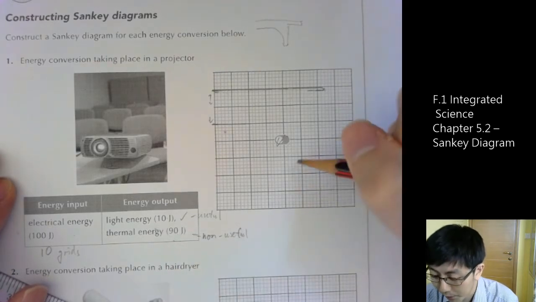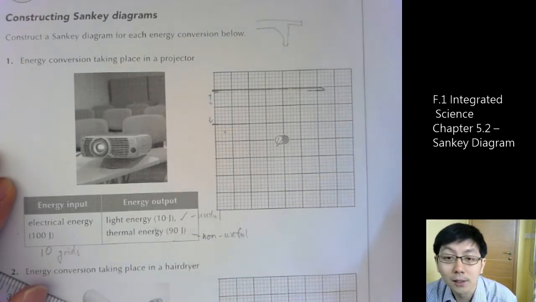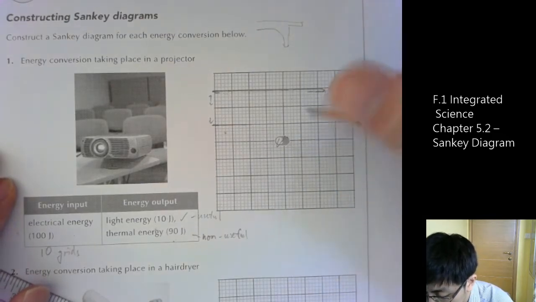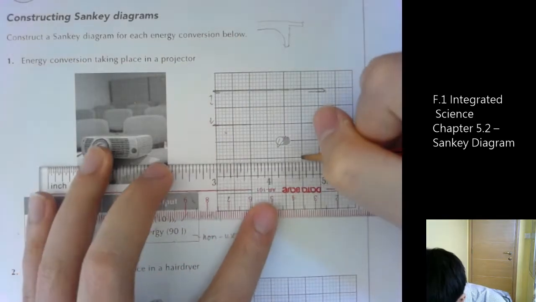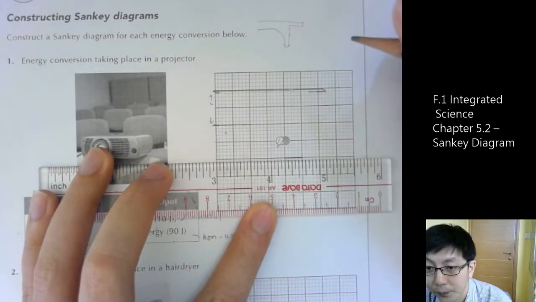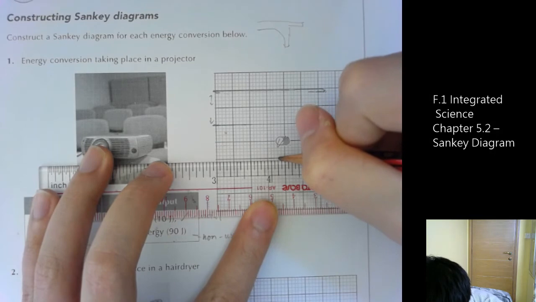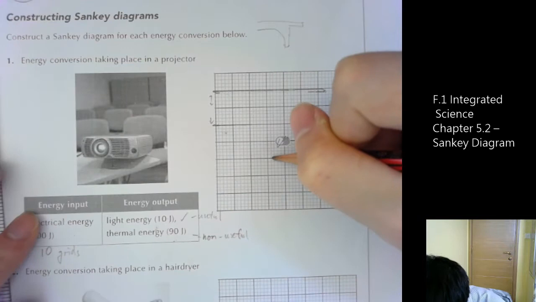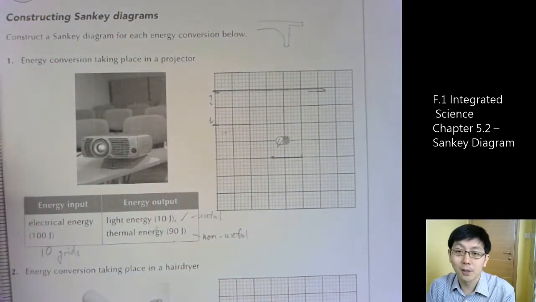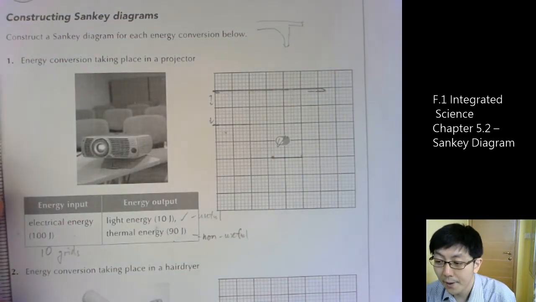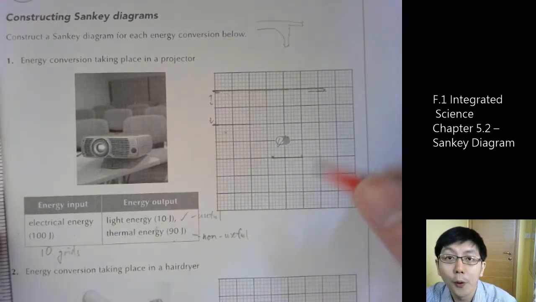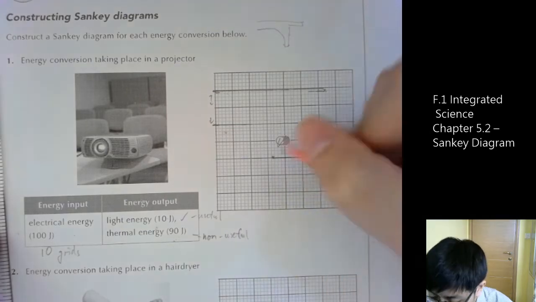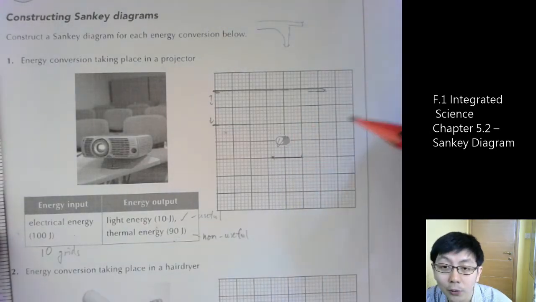So I need to have somewhere. I count 9 grids from somewhere and pointing downwards. Let me count 9 grids here. I count like this: 1, 2, 3, 4, 5, and then 6, 7, 8, 9. Here will be 9 grids. And the width of the non-useful energy form will be 9 grids here, and later on, it's going to point downwards.